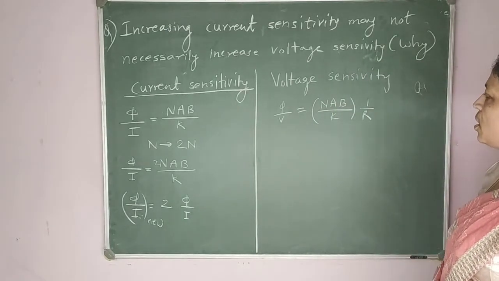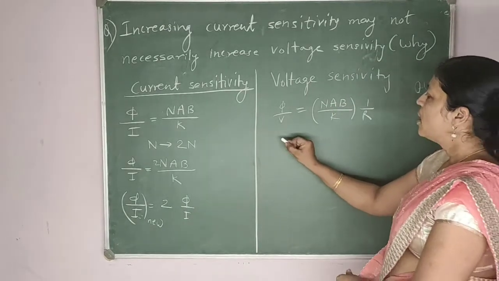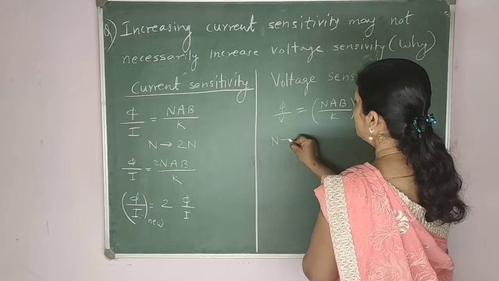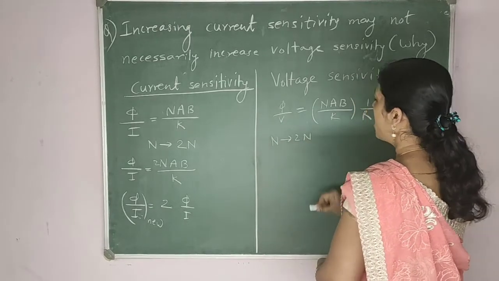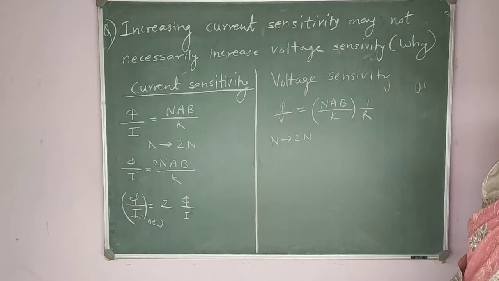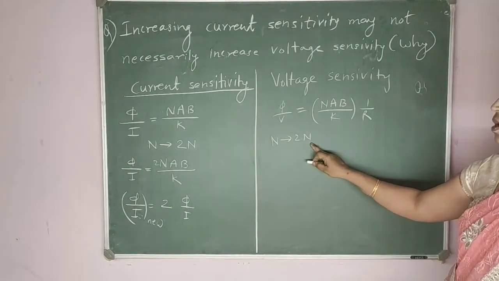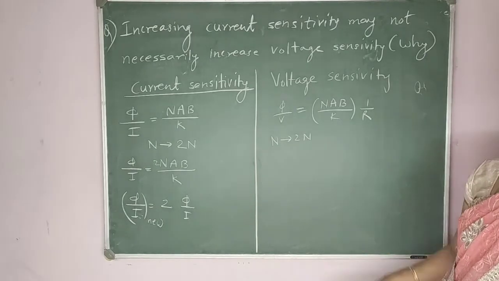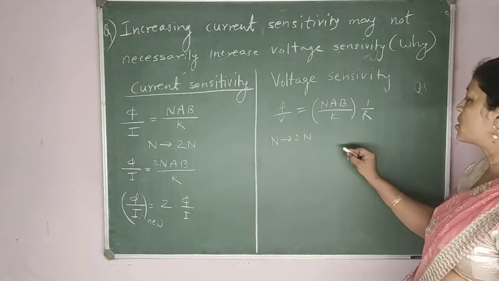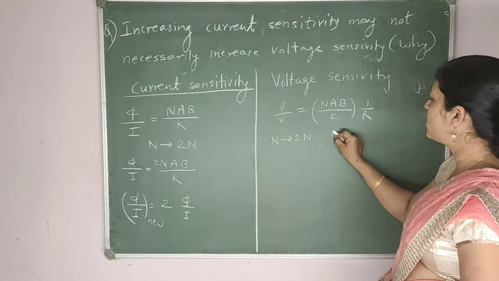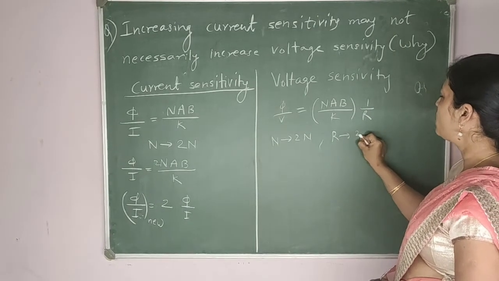NAB upon K into 1 by R. If N, the number of turns, increases to 2N, the length of wire increases. As the length of wire increases, the resistance also increases. R is proportional to length, so R will become 2R.